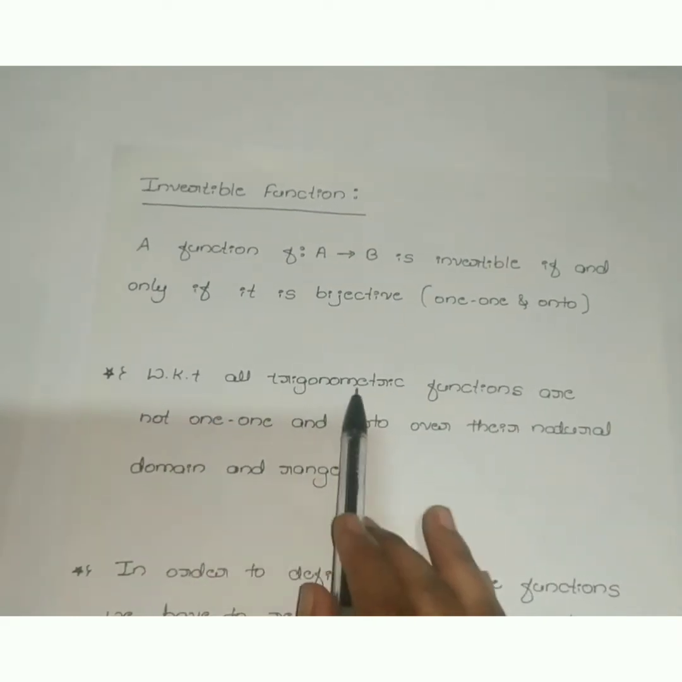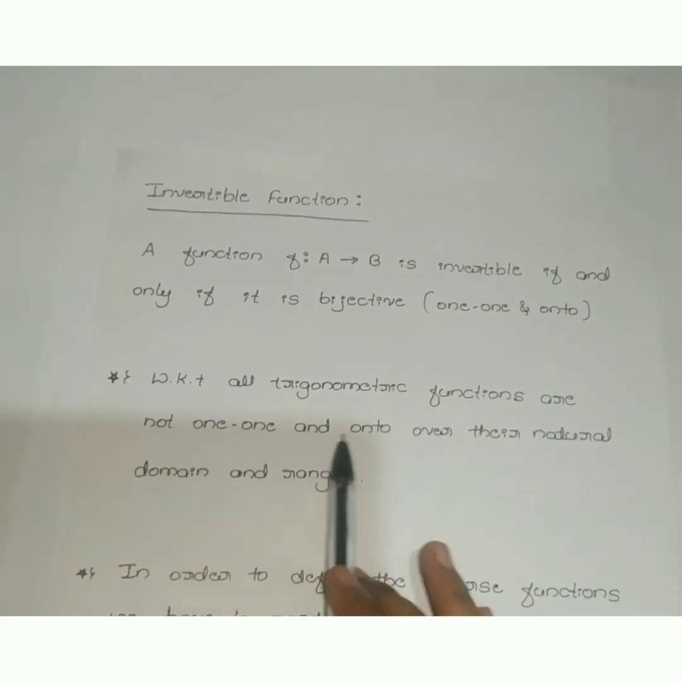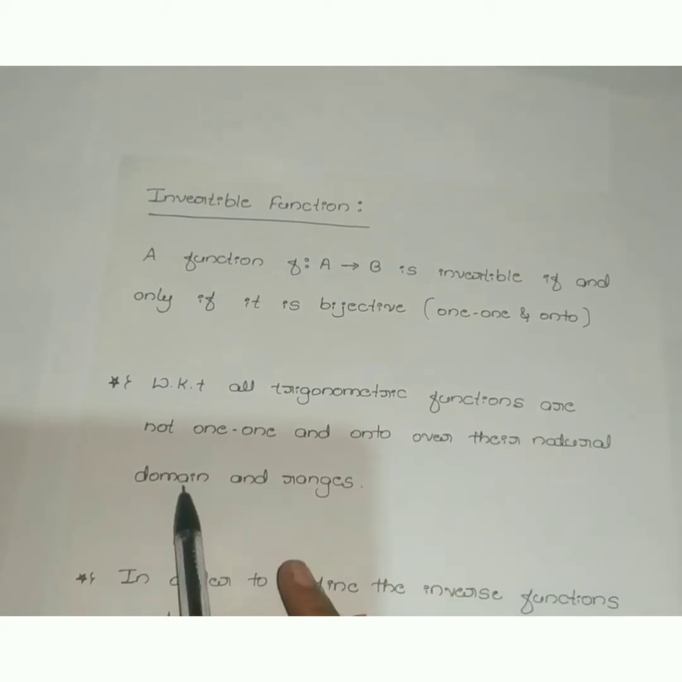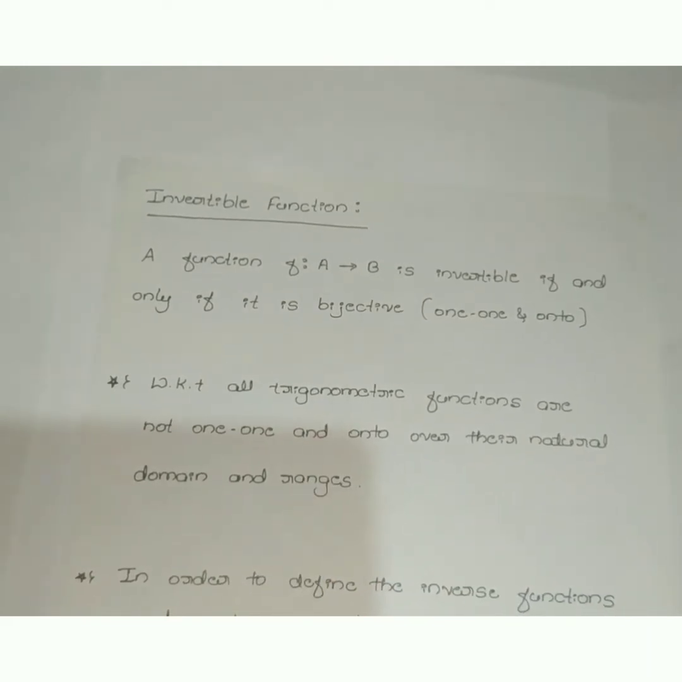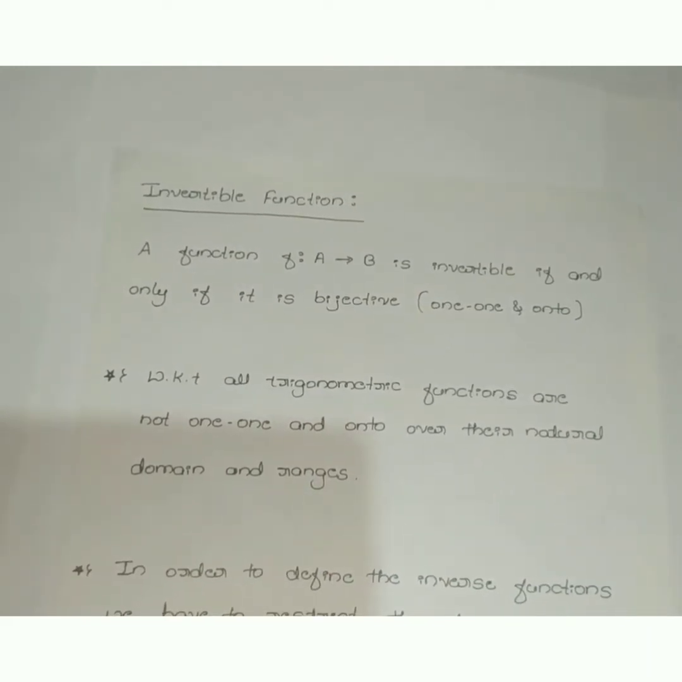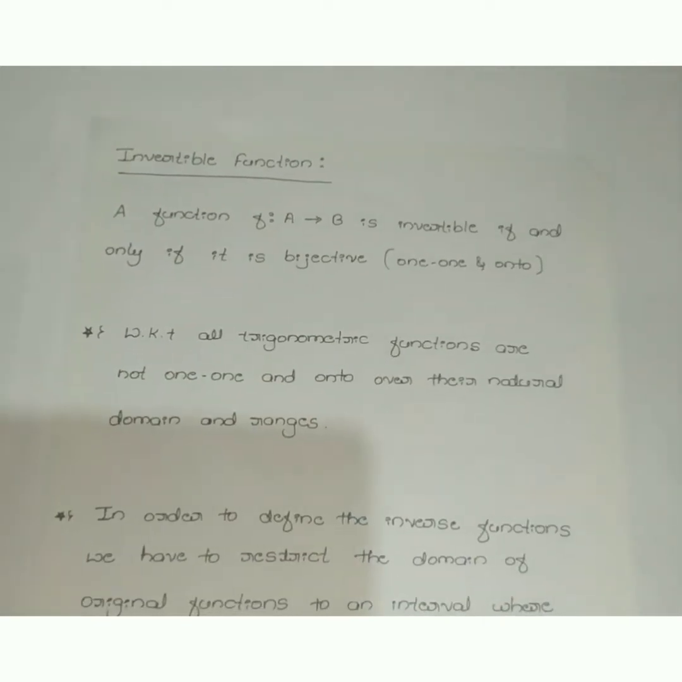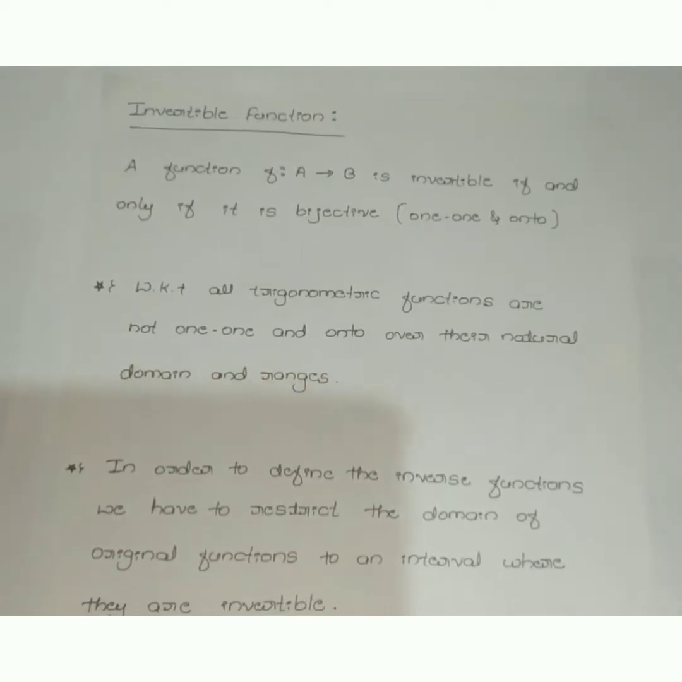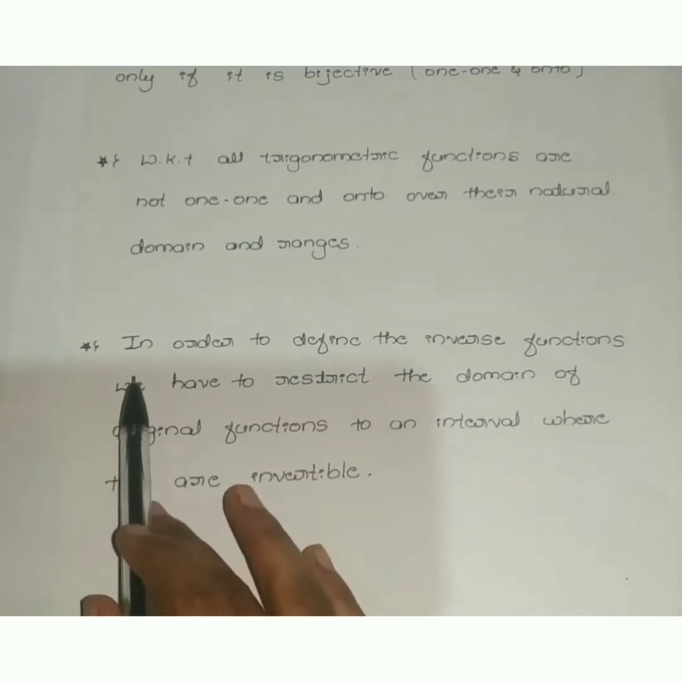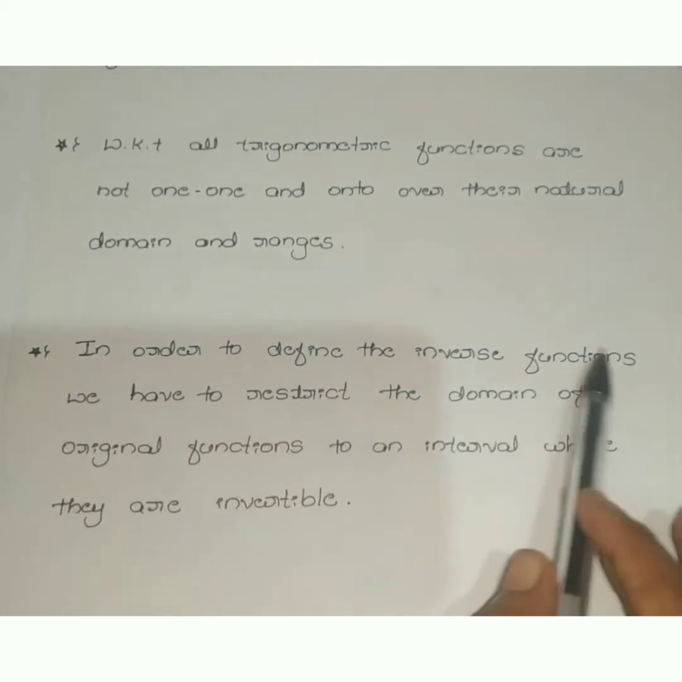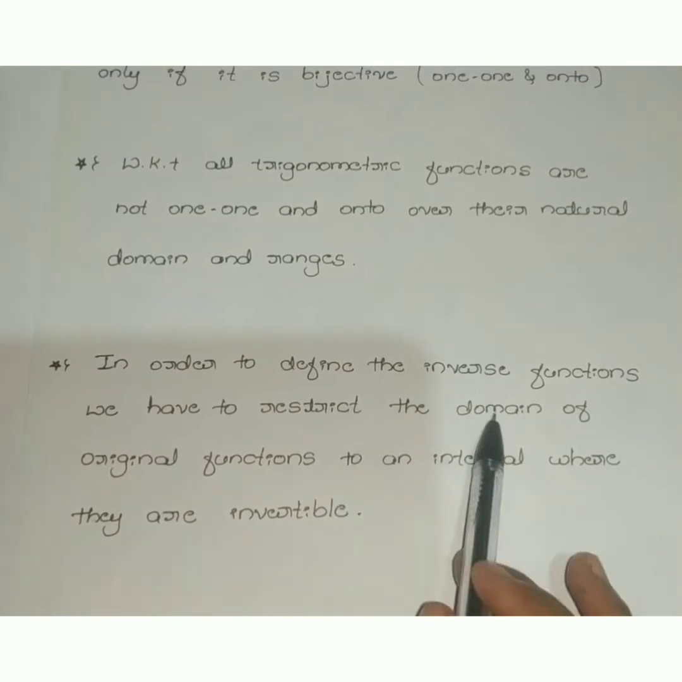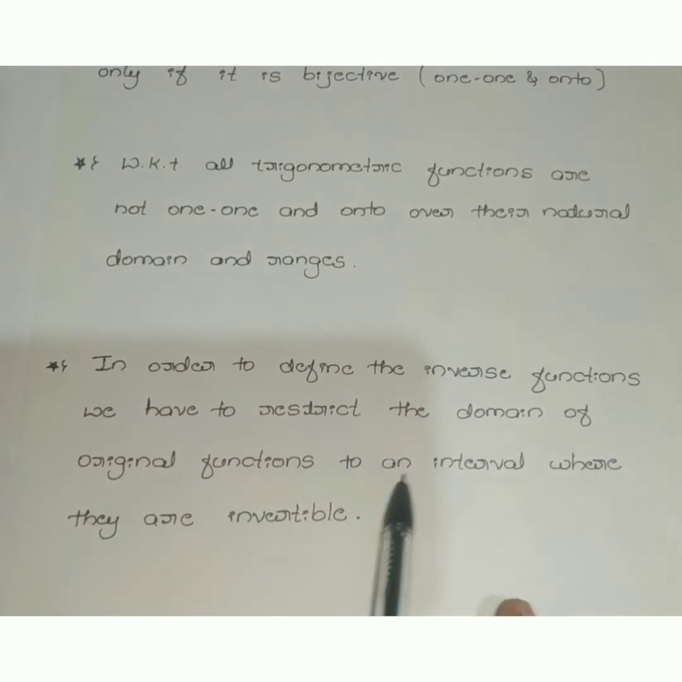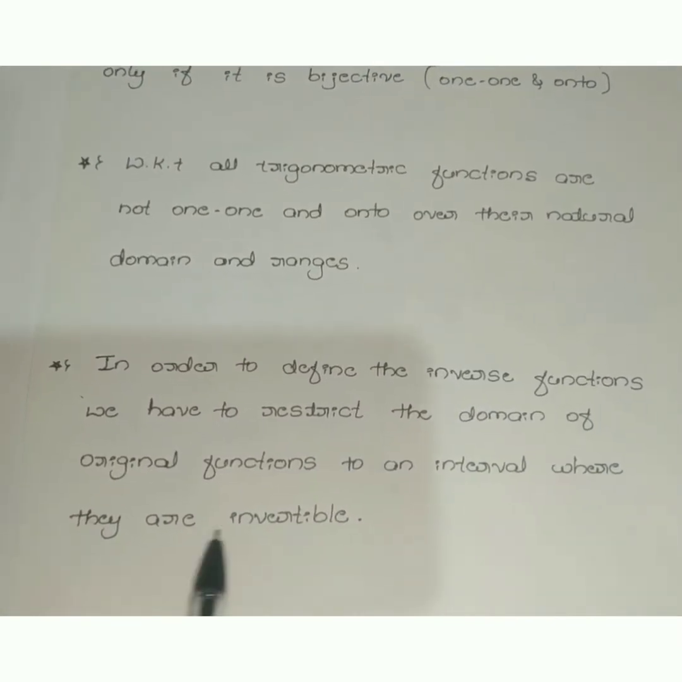We know that all trigonometric functions are not one-one and onto over their natural domain and ranges. Trigonometric functions are not bijective functions over their natural domain and ranges. In order to define the inverse function, we have to restrict the domain of the original functions to an interval where they are invertible.